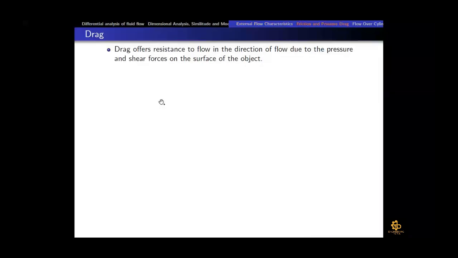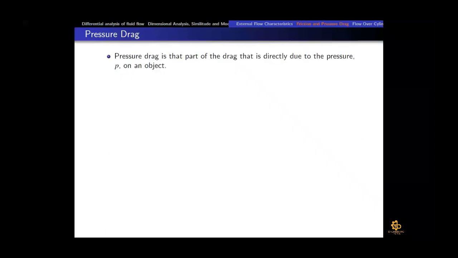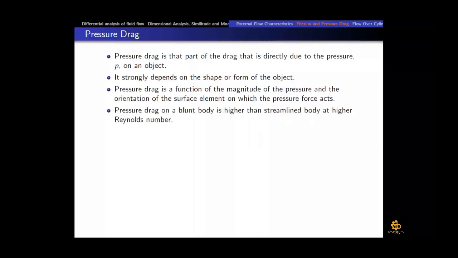So this was it for the friction drag, and now the pressure drag is the part of the drag that is directly due to the pressure difference on the object, and it strongly depends on the shape and form of the object. That's why we also call it form drag, right? So it depends on the geometry or shape of that body, and it is a function of the magnitude of pressure, which is understandable, and the orientation of the surface.